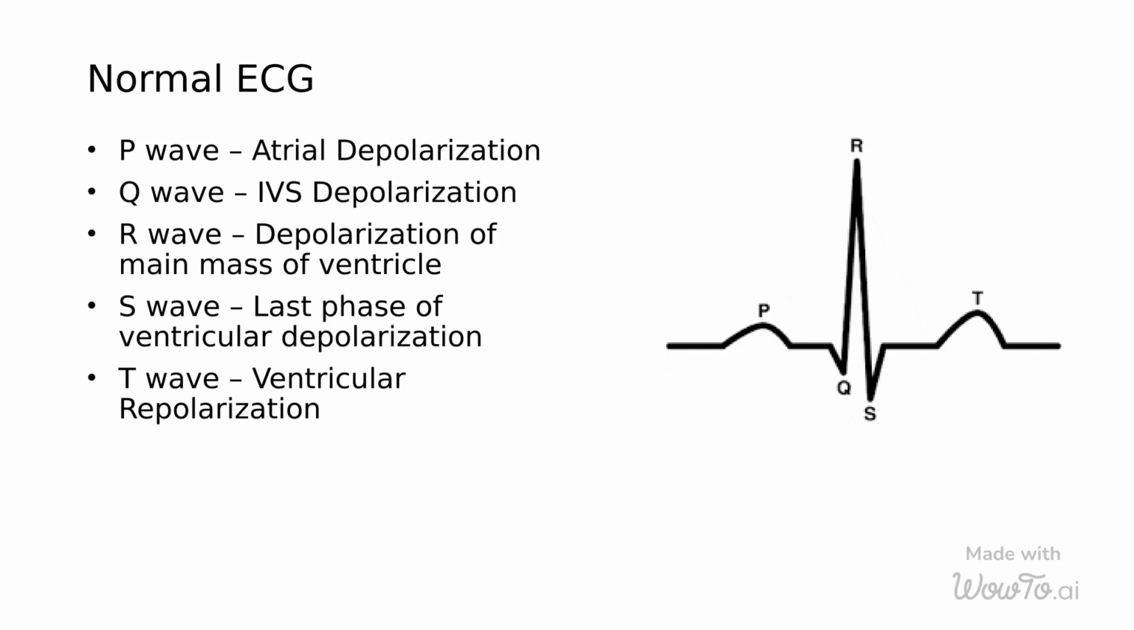The T wave represents ventricular repolarization, which is the process of the ventricles recovering and preparing for the next heartbeat. This wave typically follows the QRS complex and appears as an upward deflection.